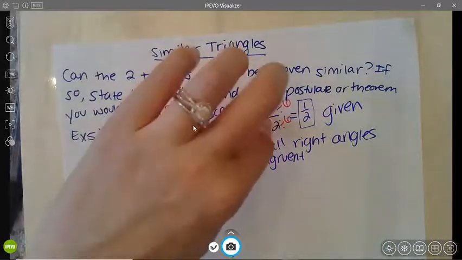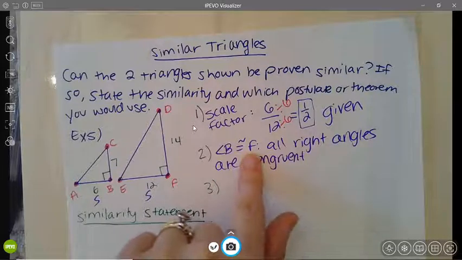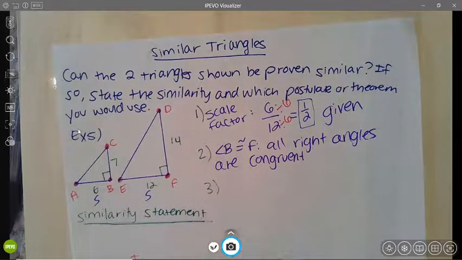Okay, so sides must be proven proportionate. Angles must be proven congruent. So just be careful when you do similar figures. They're a little different than when we do congruent figures. So just be careful.